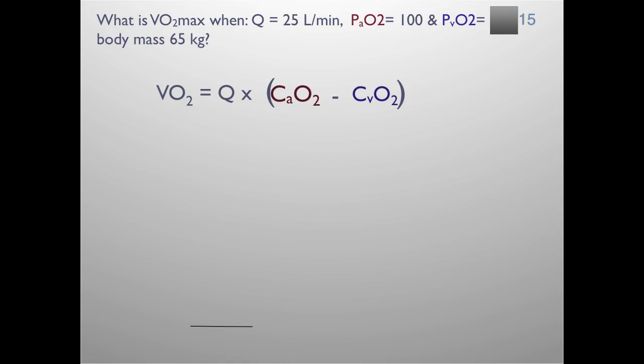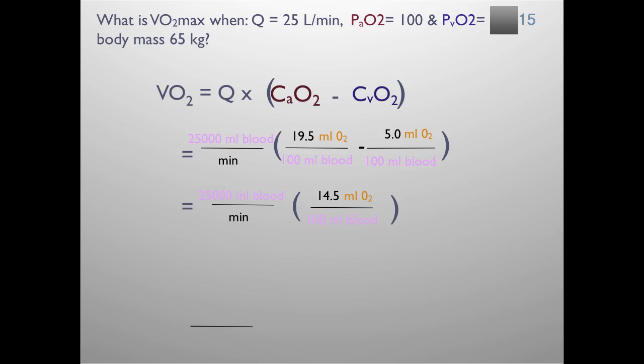So we're now going to input those numbers into our formula. So the content of oxygen in the arterial blood is 19.5 mL of oxygen per 100 mL of blood. And we're going to subtract how much is in the venous blood. Therefore, the difference between the two is how much ended up in the muscle. We're going to then multiply by cardiac output. Note here how I have cardiac output written in milliliters of blood per minute instead of liters so that I can cancel out units. I'm going to rewrite it here so you can see the VO2 difference.